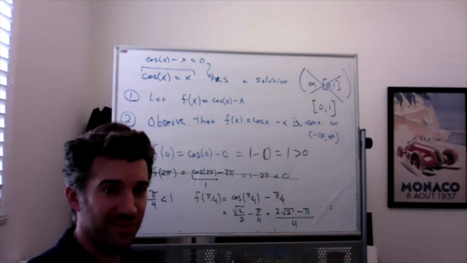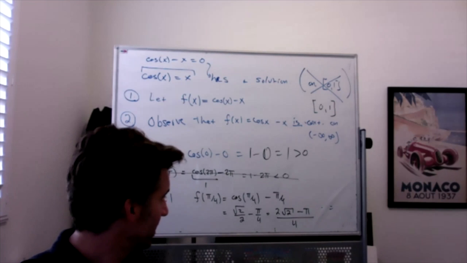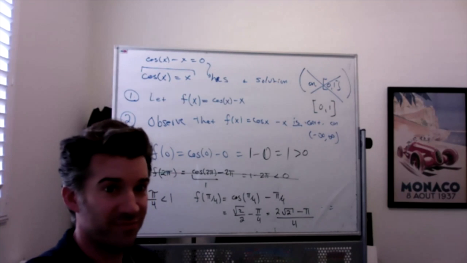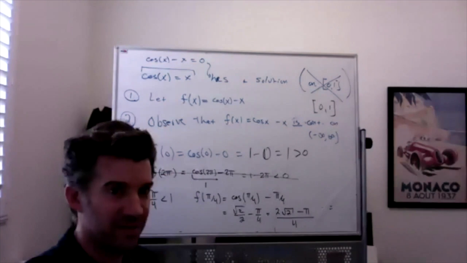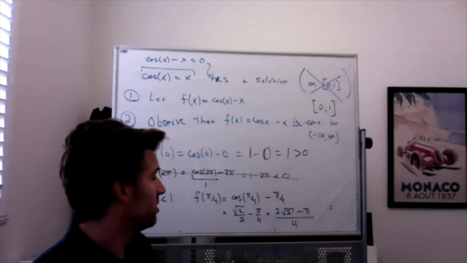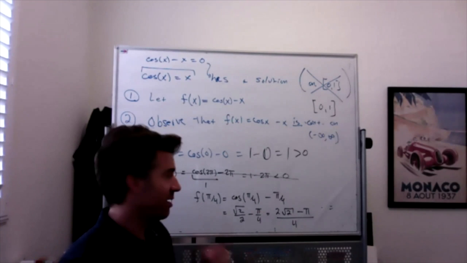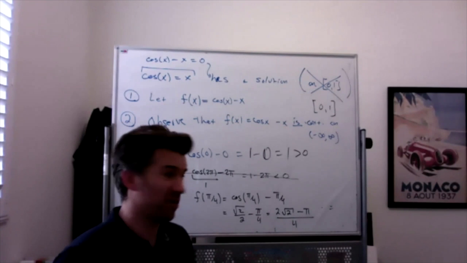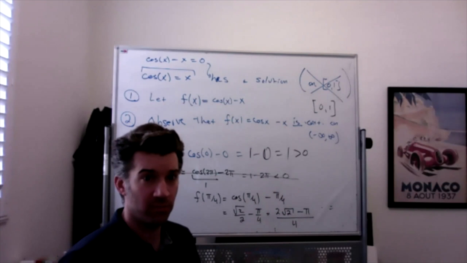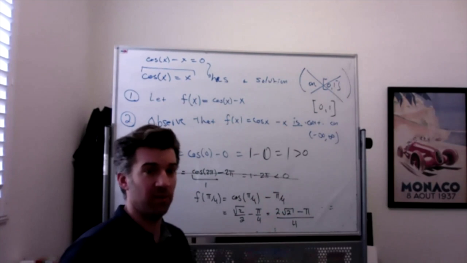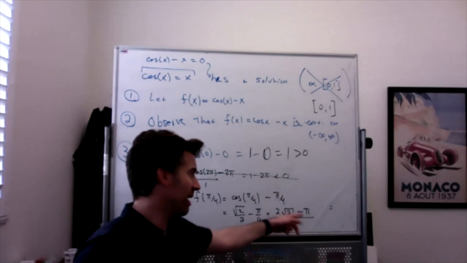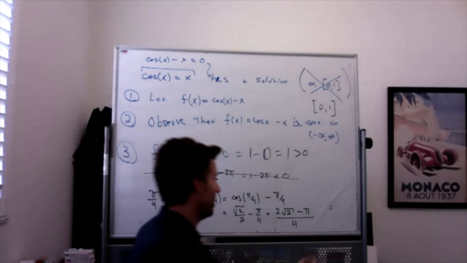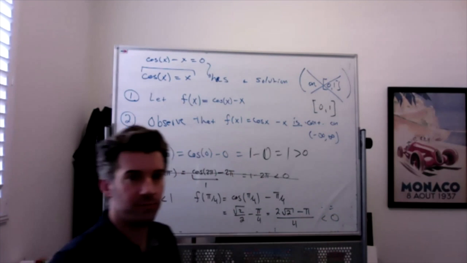Okay, so let me ask you guys a question. Is 2 times the square root of 2 minus pi positive or negative? So here's the way I would kind of think about it. I know from lots of putting it into a calculator that the square root of 2 is about 1.4. So 2 times the square root of 2 is about 2.8. 2.8 minus pi is definitely less than 0 because pi is bigger than 3. So this is definitely negative.